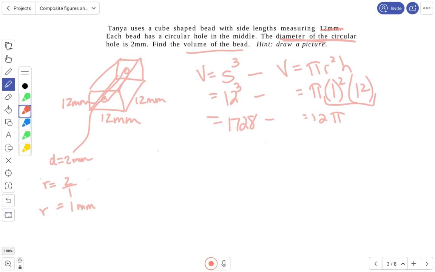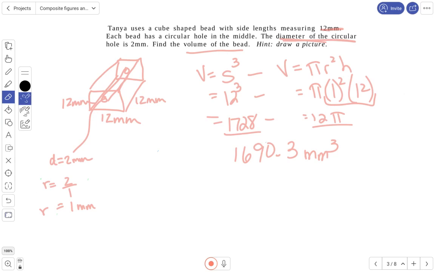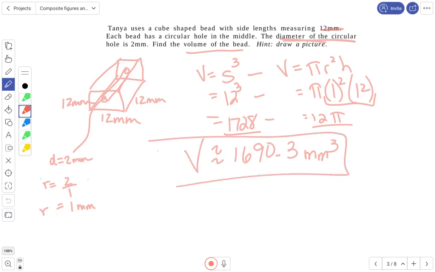At this point, I'm ready to find my final answer. So I'm going to type in 1,728 minus 12 pi, and I get 1,690.3 millimeters cubed. Now, the only thing I'm going to change is it's not equals to because I'm rounding it. Remember, anytime you're rounding, it's actually an approximation. So the volume is approximately 1,690.3 millimeters cubed.